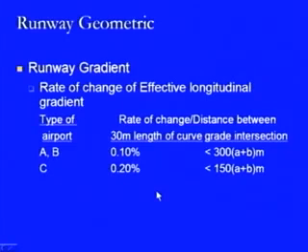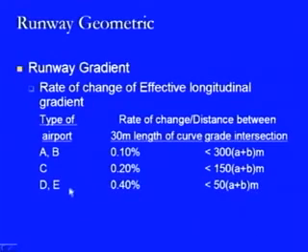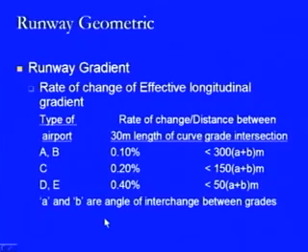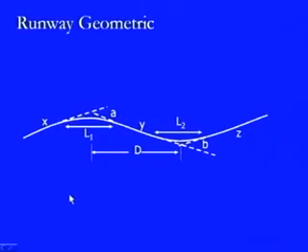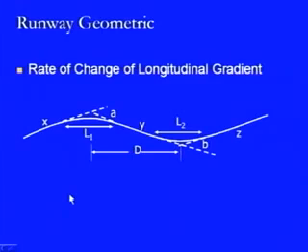Whereas for the C category of airport, the rate of change is 0.2%, and the distance should be less than 150 times of A plus B in meters. For D and E type of airport, this value is 0.4% and should be less than 50 times of A plus B in meters. Let us look at what A and B are and how this works. A and B are the angles of interchange between grades, and that is defined in this case.